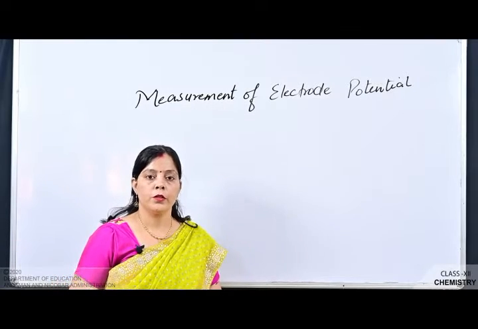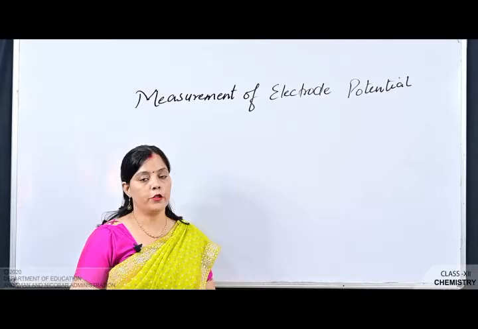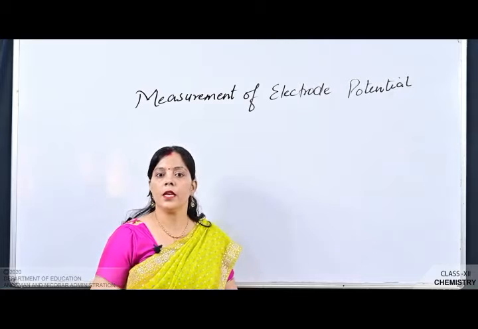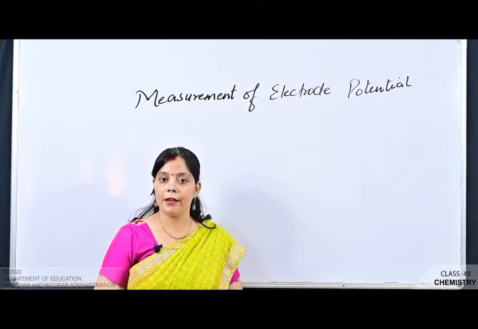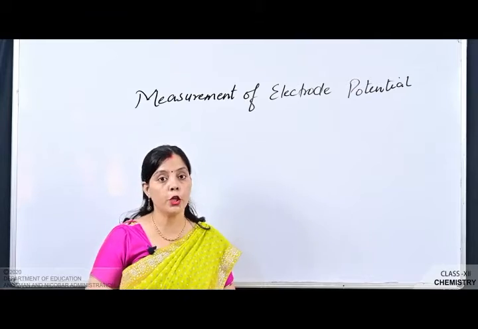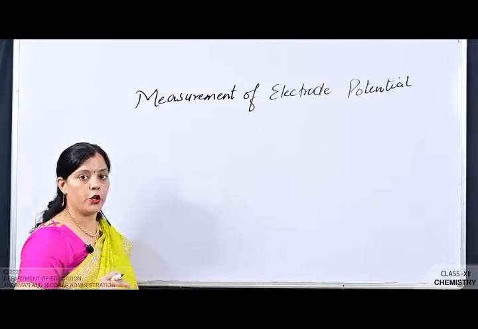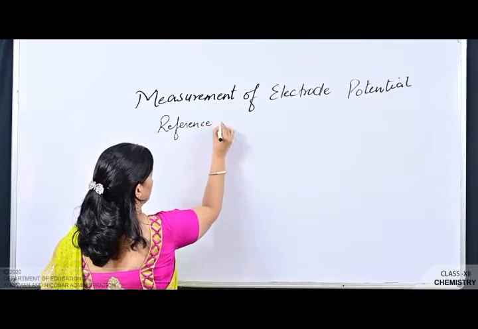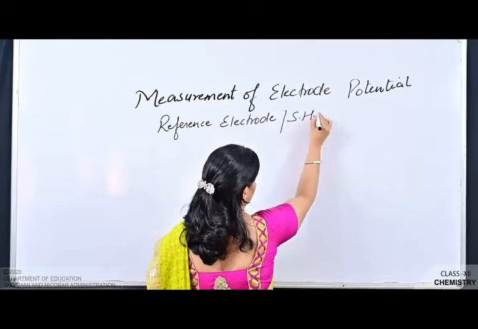Hi children. So today we continue the next topic of the chapter, that is how can we measure the electrode potential. To measure the electrode potential of an individual half cell, we must have a reference electrode, and that reference electrode is taken as the standard hydrogen electrode, because the standard hydrogen electrode has zero potential at all temperatures.